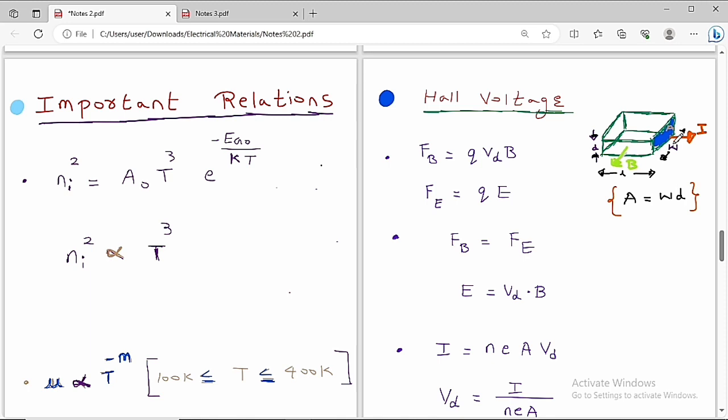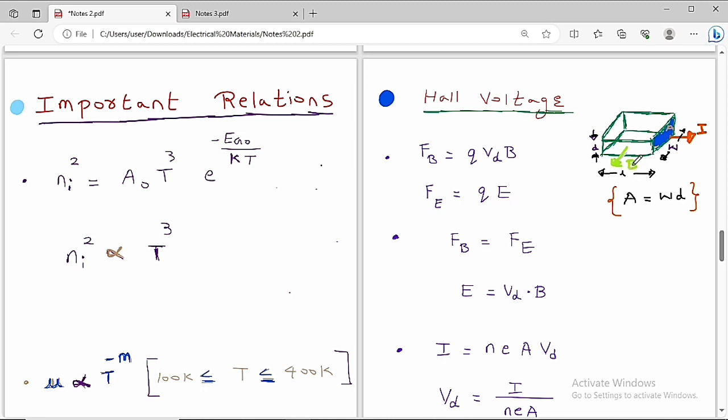And W is in this direction, which is also the magnetic field direction. Therefore, W is the dimension of the semiconductor along the magnetic field, whereas L is the dimension of the semiconductor along the current direction.